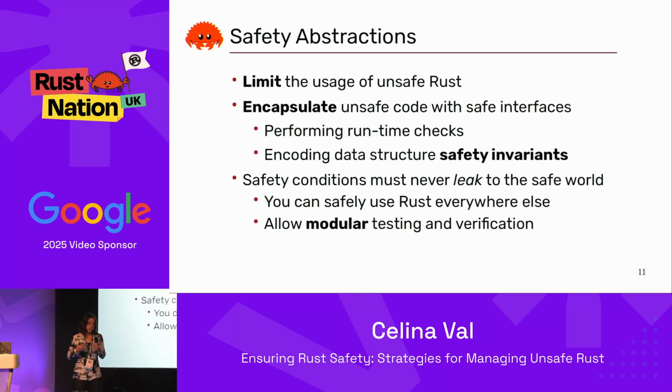This is what really allows us to have this modular thinking. This is what really allows us to be safe everywhere else. Because if you leak a condition, now the user has to worry about that condition to stay safe. So this is why it's very important. This is what really makes an abstraction safe.